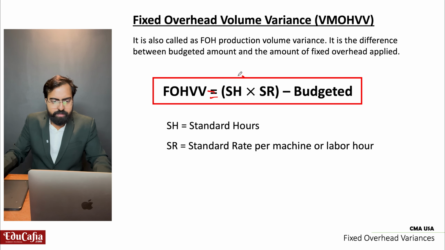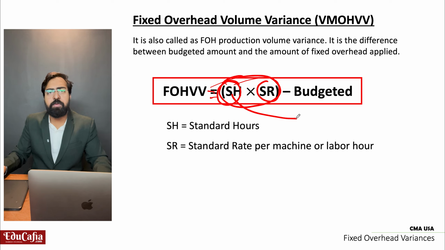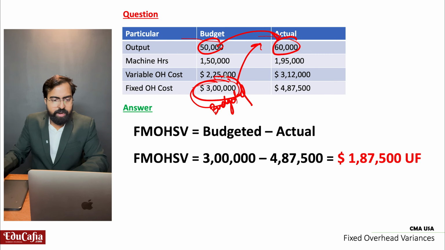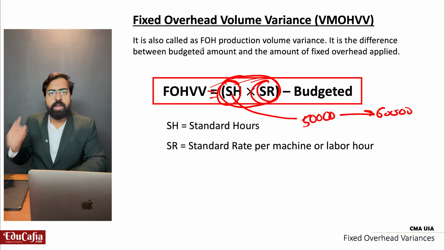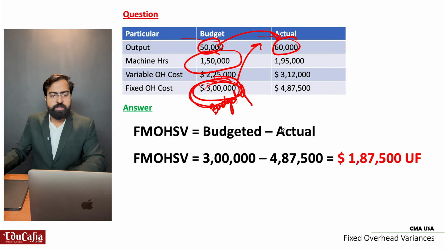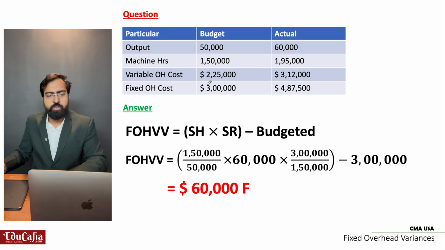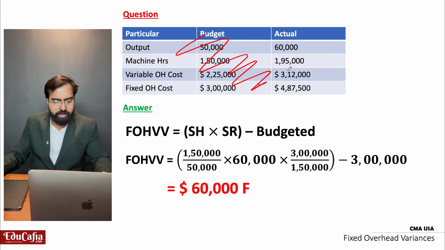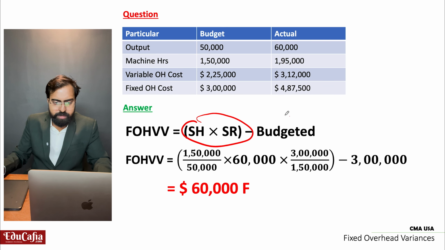That is equal to SH into SR, standard hour into standard rate. So what is standard hour? We are converting that 15,000 to 16,000. Standard rate here is 3 lakhs for 1,15,000 machine hours. So we have to take it to per unit, then compare with the budgeted one. This is the budgeted one. So let's do a question. The same question is given, there are no changes in the values. So SH into SR minus budgeted.